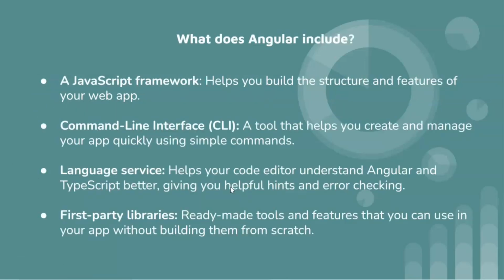What does Angular include? A JavaScript framework. It helps you to build the structure and features of your web app. Command line interface, a tool that helps you create and manage your app quickly using simple commands. Language service, which helps our code editor understand Angular and TypeScript better. And lastly, first-party libraries, ready-made tools and features that you can use in your app without building them from scratch.